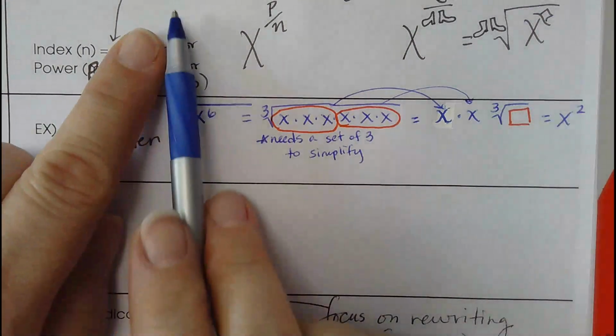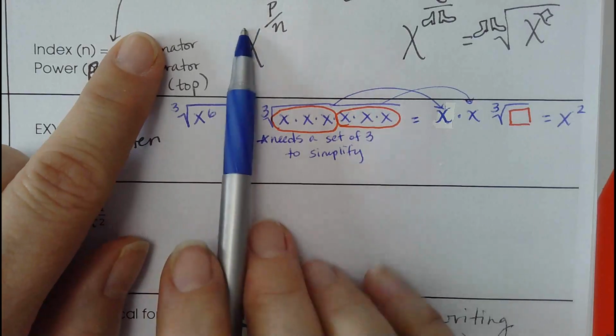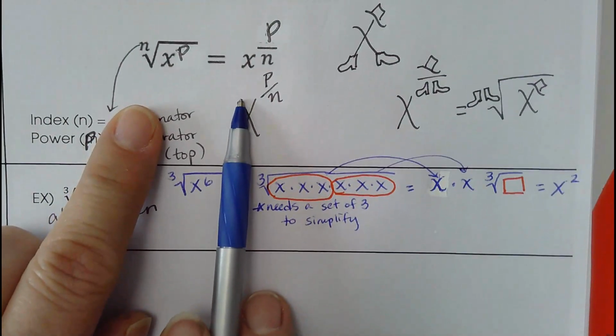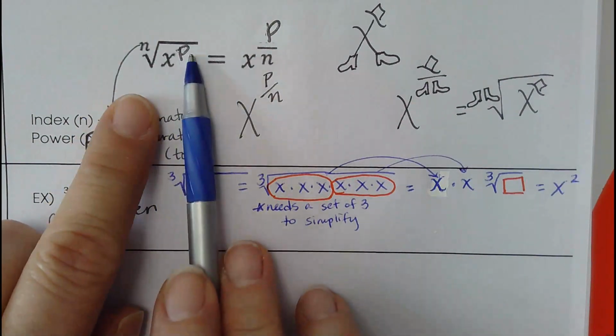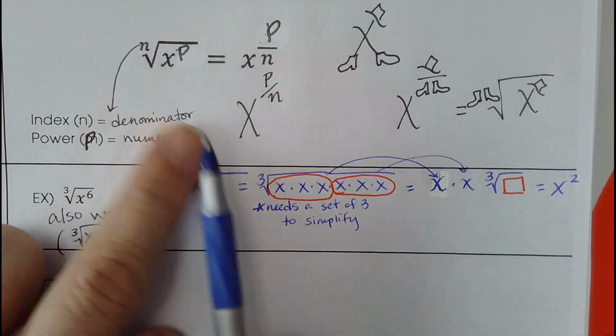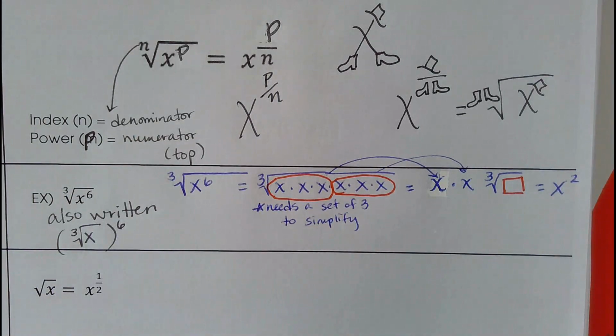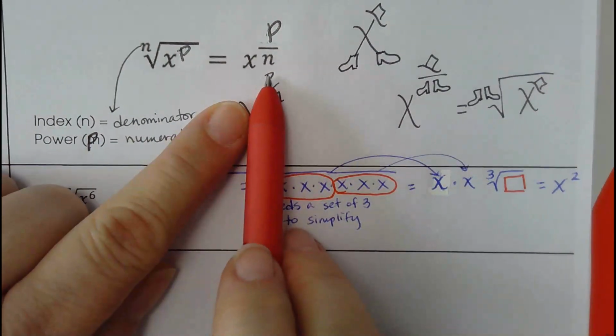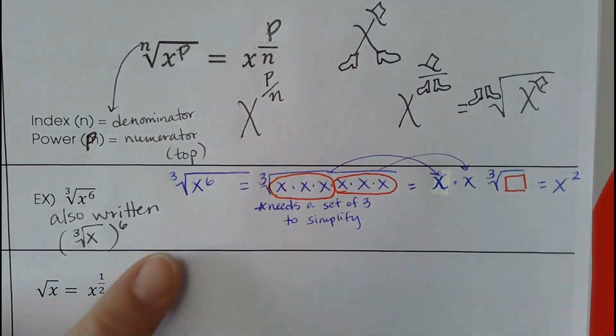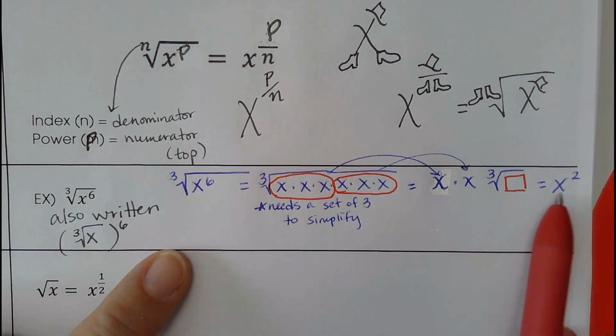So I'm proposing this exponent property today that you could also write this x with an exponent and an index as x to a fractional exponent, where the power is the numerator and the index is the denominator. And here I got x squared when I simplified.